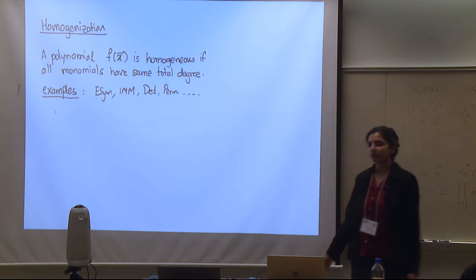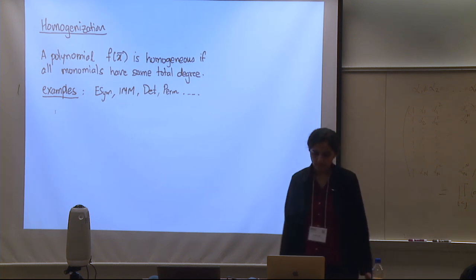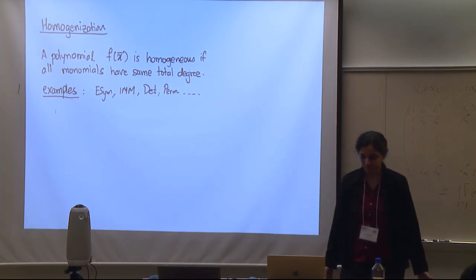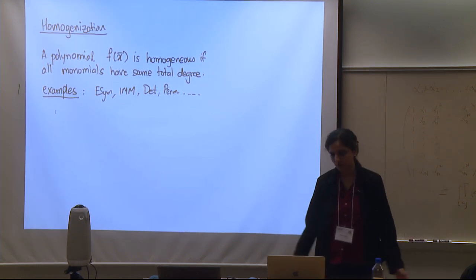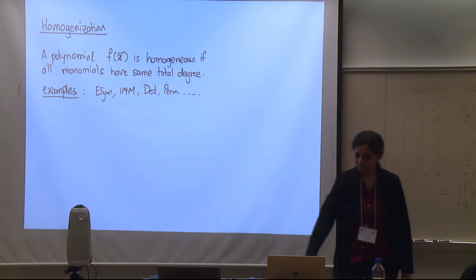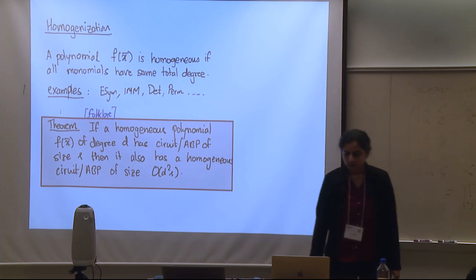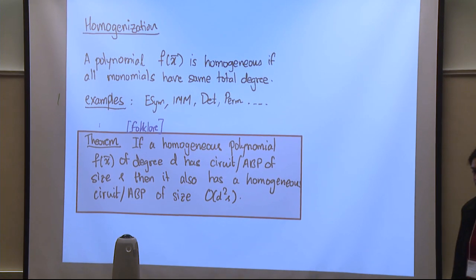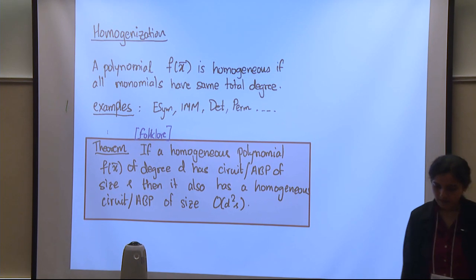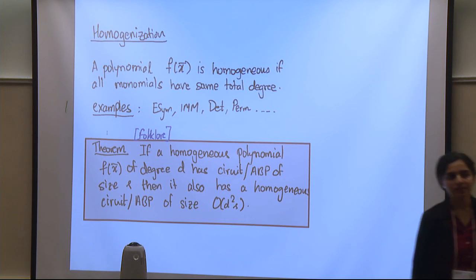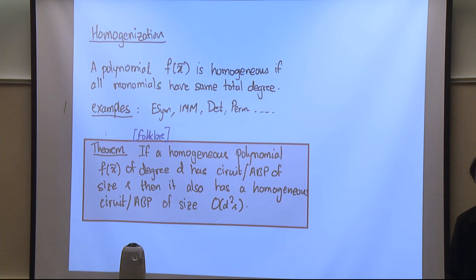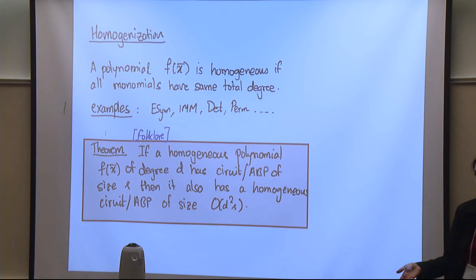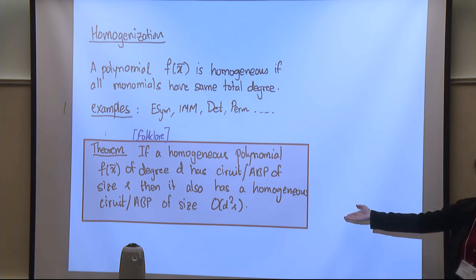So let's talk about homogenization. Suppose I have a polynomial f that is homogeneous. That is, all its monomials have the same degree. Then, in fact, it's known from previous results that you can always come up with a circuit or an ABP that is also homogeneous without too much blow up. The blow up is only order d square times s.